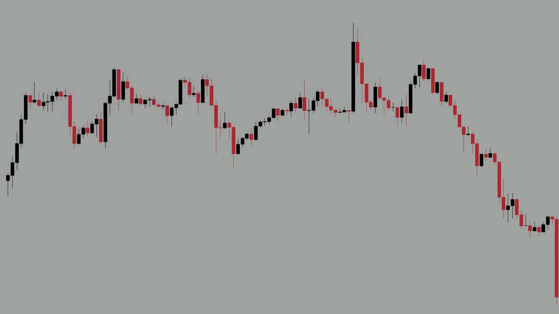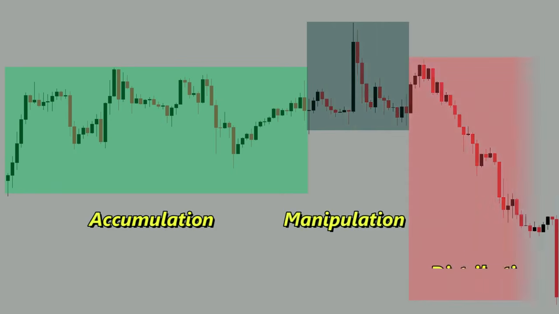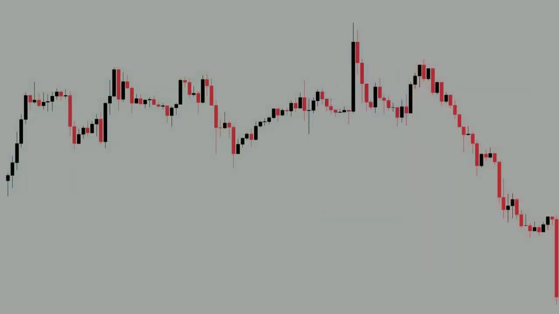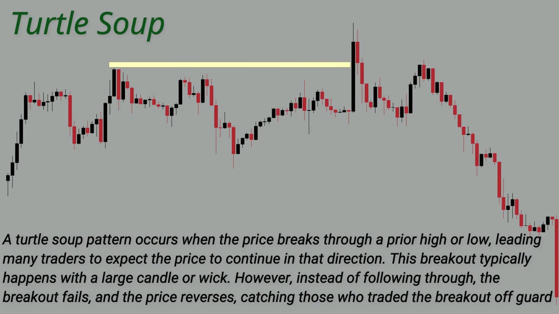By analyzing the chart, we observe that the 3 stages of accumulation, manipulation, and distribution repeat in a continuous cycle. The most critical stage is manipulation, as it often leads to the formation of a turtle soup pattern. A turtle soup pattern occurs when the price breaks through a prior high or low, leading many traders to expect the price to continue in that direction. This breakout typically happens with a large candle or wick. However, instead of following through, the breakout fails, and the price reverses, catching those who traded the breakout off guard.